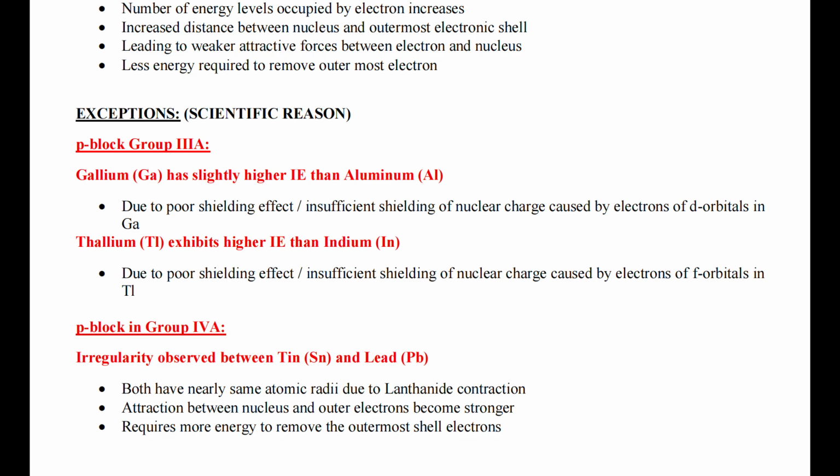Now the second exception for the p block is in group 4A, where for tin and lead an irregularity is observed. Why so? Because they both have nearly the same atomic radius. Because of this similar atomic radius, despite the expected decrease in ionization energy, there is no decrease. And what is the reason? The reason is the lanthanide contraction, which means the attraction between the nucleus and the outermost electrons becomes stronger, and this requires more energy for the removal of electrons from the outermost shell. This is the reason there is an irregularity observed between tin and lead.